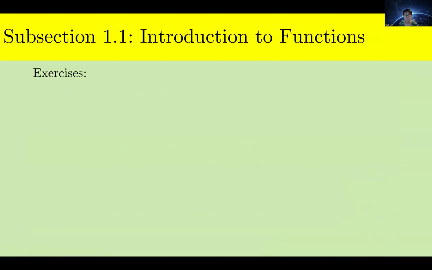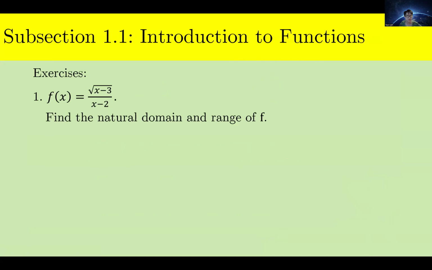Okay, so we have the second exercise. If we have f(x) equals the square root of (x minus 3) over (x minus 2), find the natural domain and the range of f. You can have some time to think about it first. I think the natural domain is pretty obvious, and for the range, you may need some more thinking.